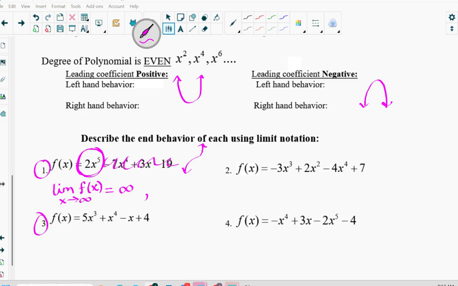Questions about the writing of it? Lim, so that's limit of f of x, underneath that as x goes to infinity, and then whatever it equals, whatever direction it's going.